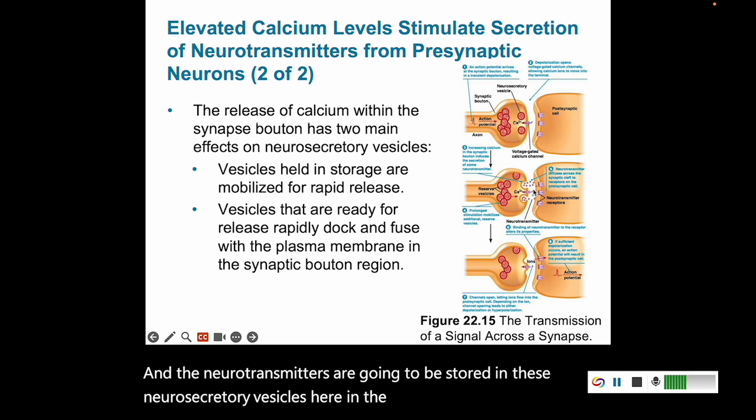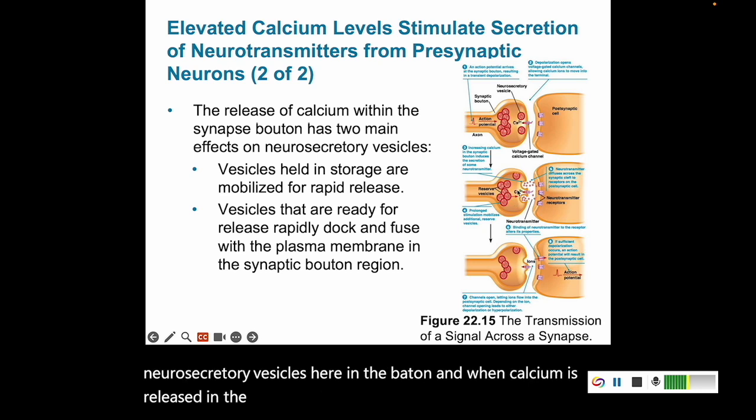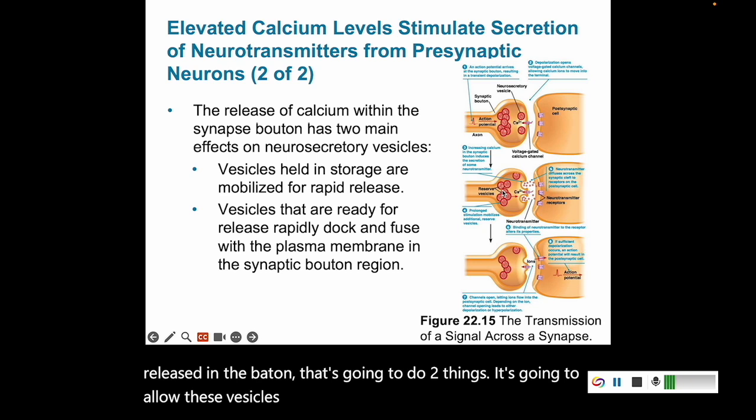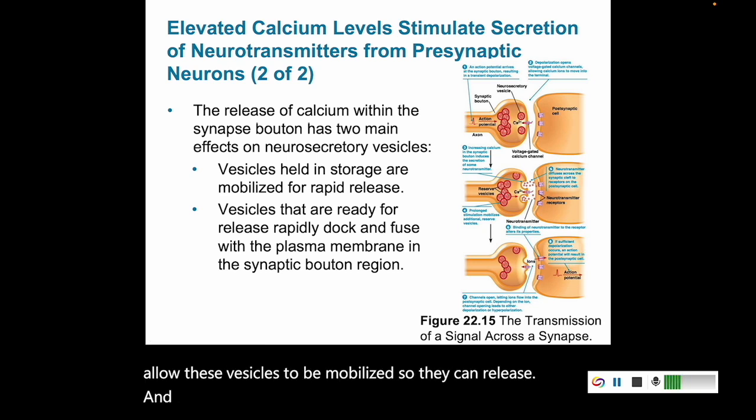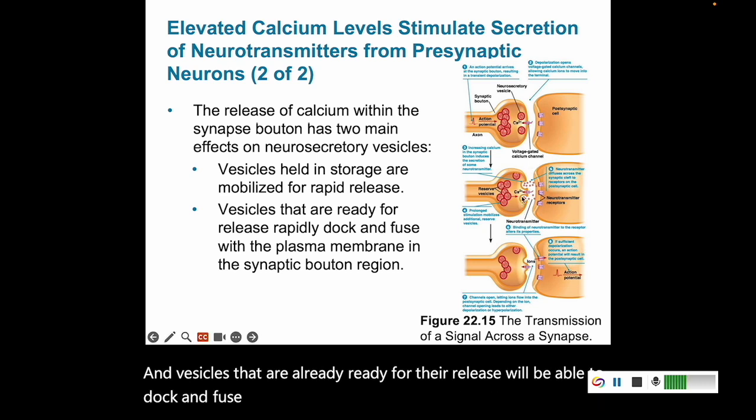And when calcium enters the bouton, that's going to do two things. It's going to allow these vesicles to be mobilized so they can release. And vesicles that are already ready for their release will be able to dock and fuse with the cell membrane to allow exocytosis of that neurotransmitter into the synaptic cleft region.